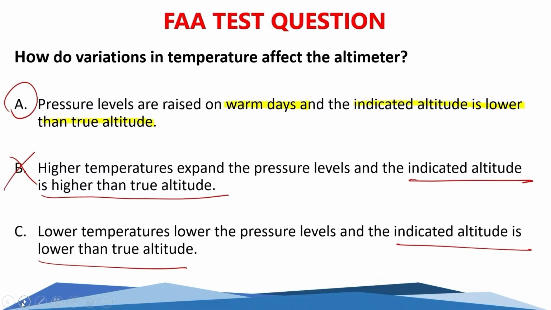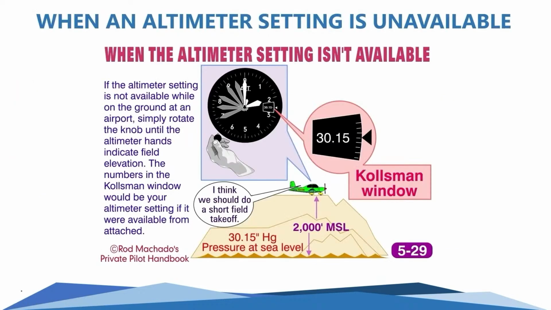All right, continuing on. I said in rare occasions you might be at an airport or a certain location where you're unable or you basically cannot get a local altimeter setting. And that happens every now and then. You might be in the middle of the desert or at one of these very, very small private airports out there. Very simply, what you do is you set your Kollsman window to the airport elevation, or what we call the field elevation.